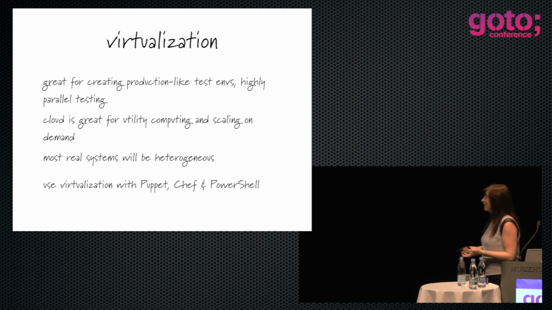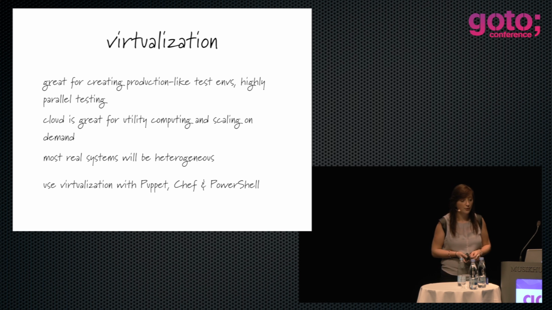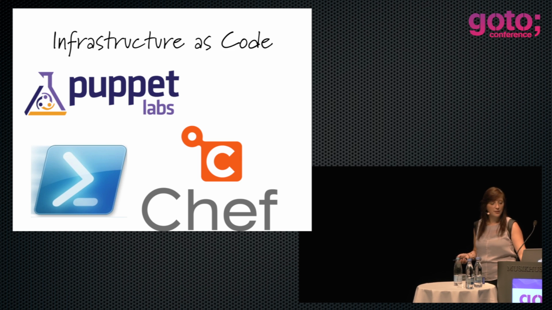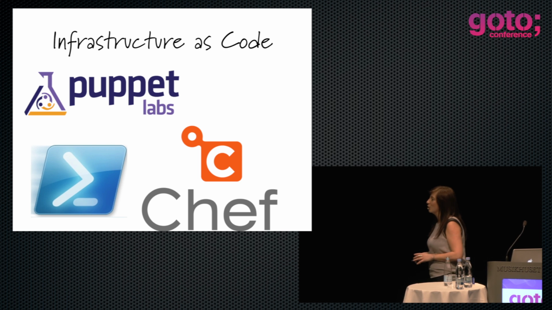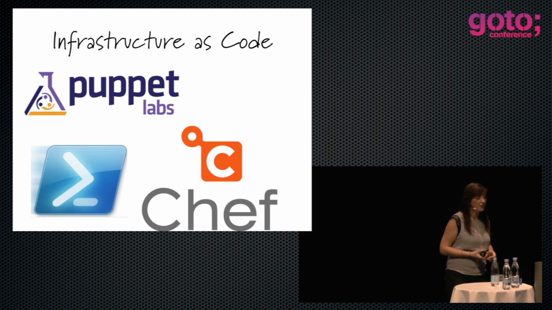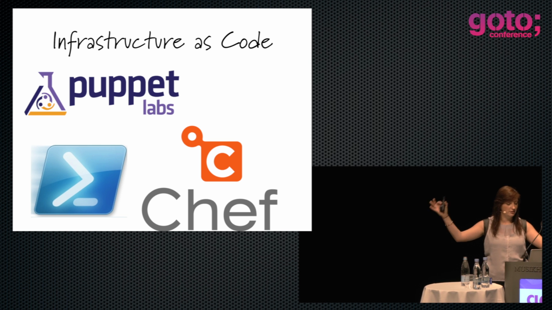And what we're talking about here, as I said, is infrastructure as code. So let's just talk a little bit about Puppet, Chef, and PowerShell and what you can do with them now. So PowerShell, you can do everything. It is the god of Windows.